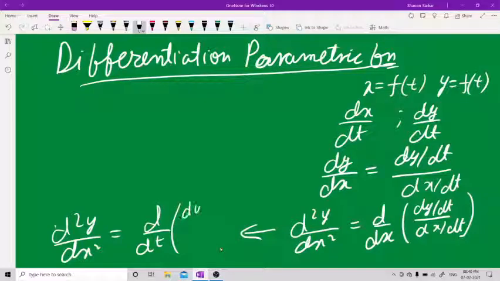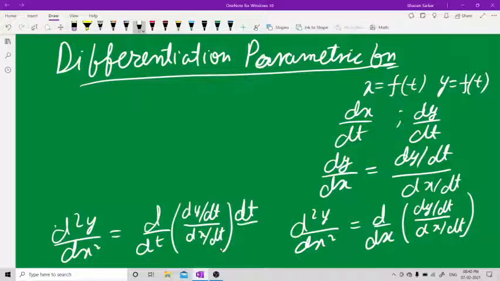You will write dy by dt, dx by dt, and then you will have to write, let me make this a little small, then you have to write dt by dx. This will be like this. The second derivative will be of this form.